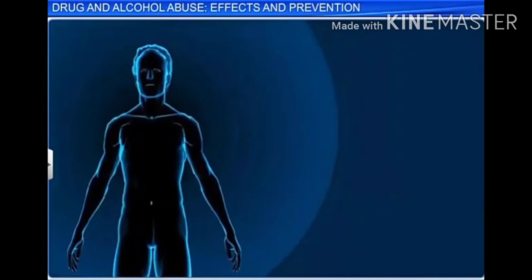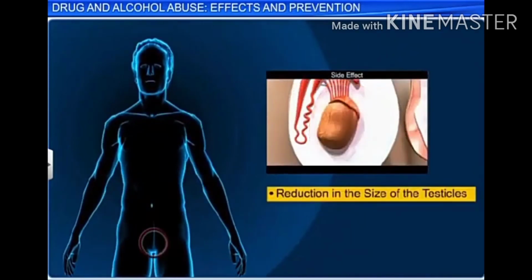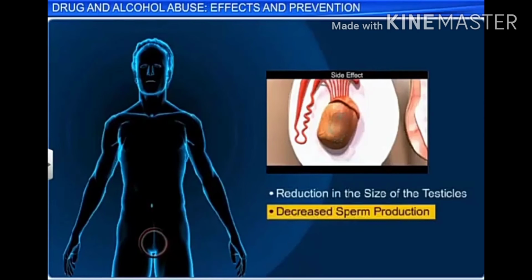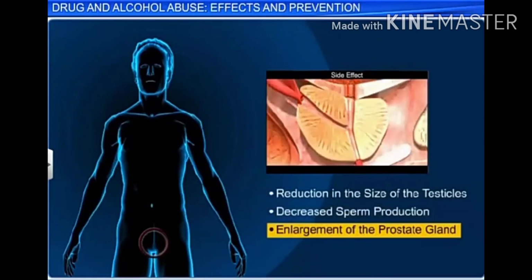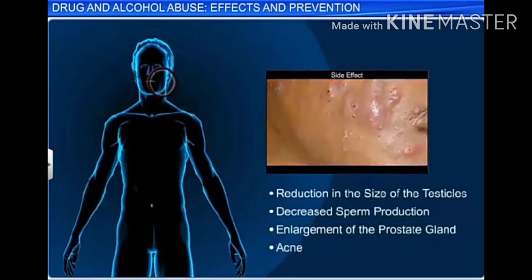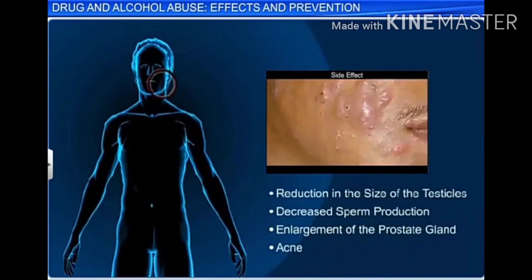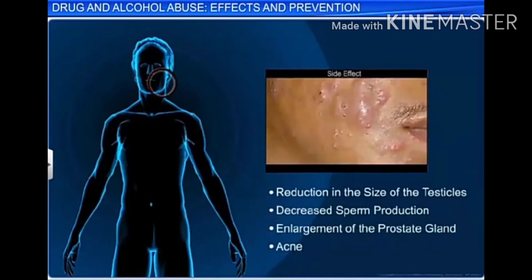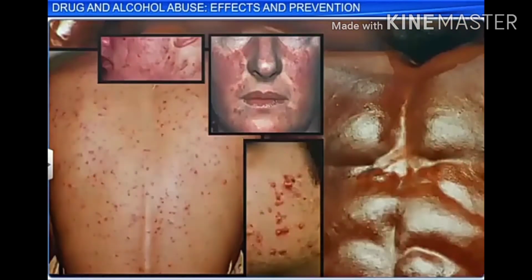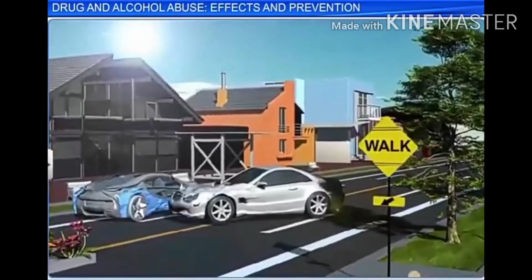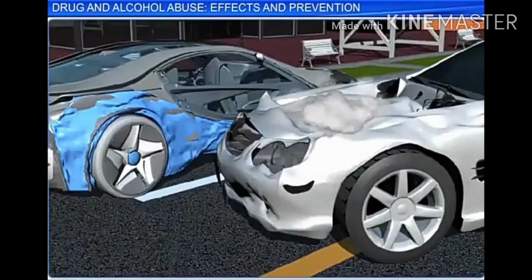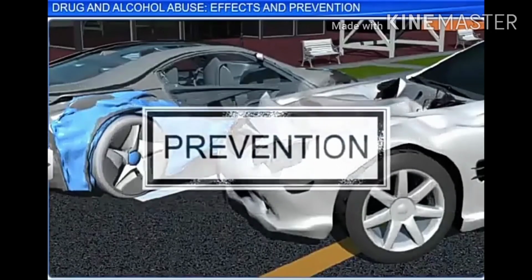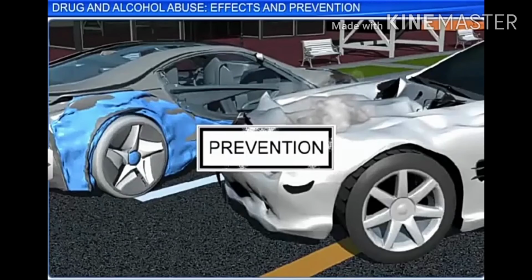Likewise, in men, they result in reduction in the size of the testicles, decreased sperm production, enlargement of the prostate gland, and acne. In case of chronic use, these effects could be permanent. In adolescence, apart from severe facial and body acne, it can also result in stunted growth due to the permanent closure of growth centers of the long bones. Keeping in mind the severity of the damaging effects of drug abuse, it is better to focus on prevention of drug abuse, especially among adolescents, as they are most vulnerable during this period.